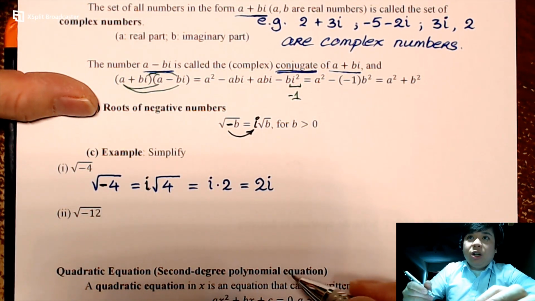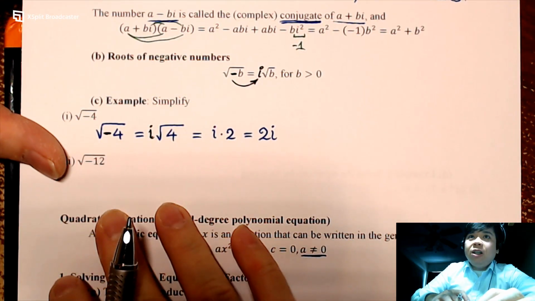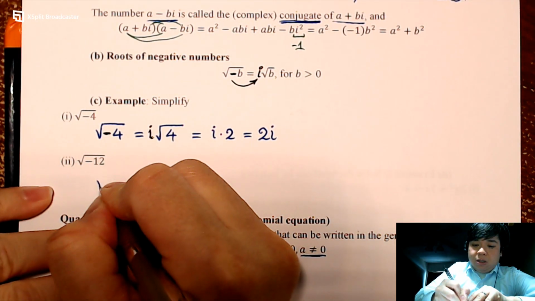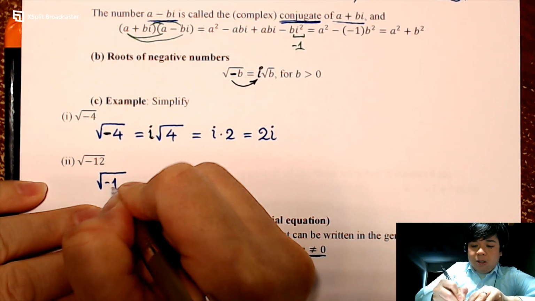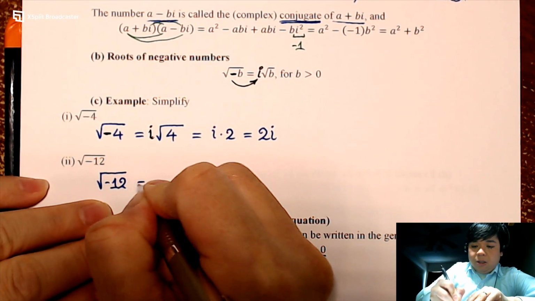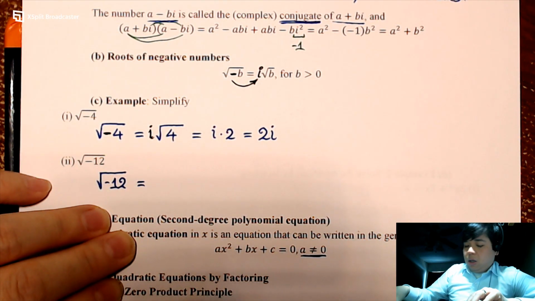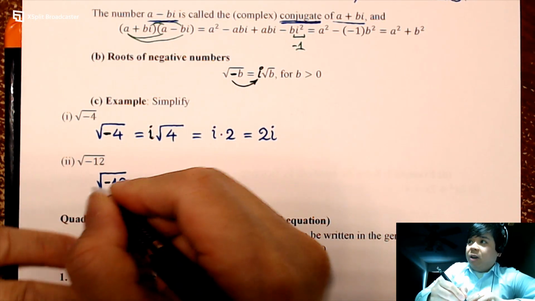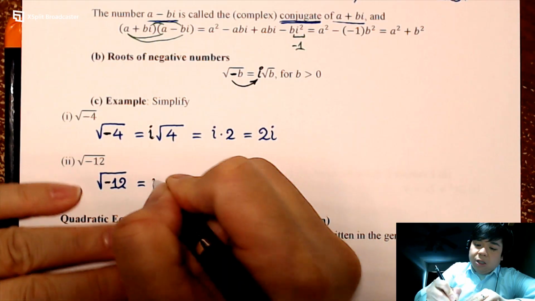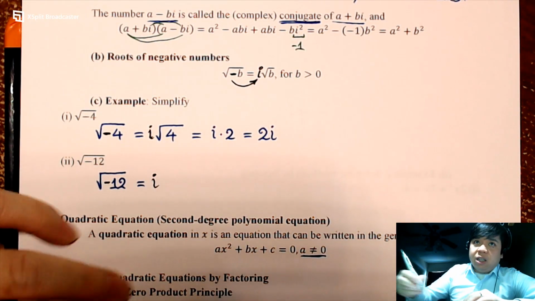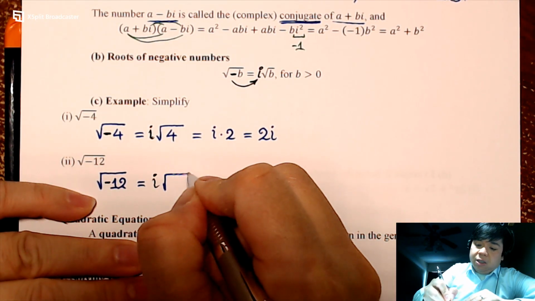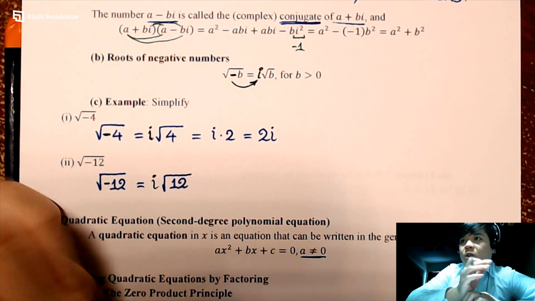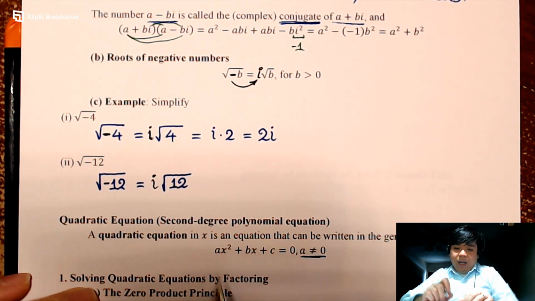Anyway, we continue. Square root of -12. So we once again have a negative inside the square root. That is the imaginary i. And we have 12. Okay, so there's nothing wrong with that.